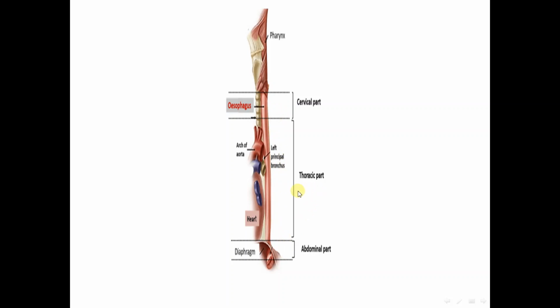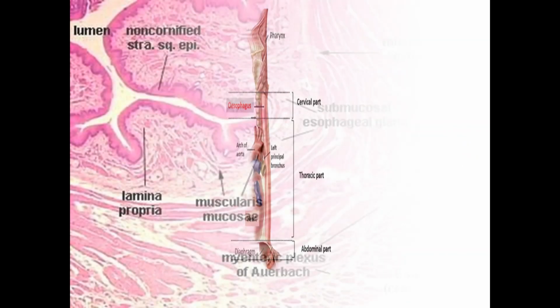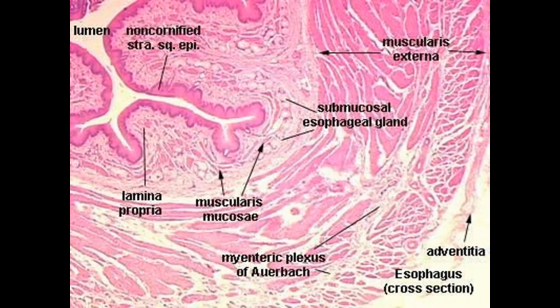For the histology, the wall of the esophagus consists from the four layers: mucosa, submucosa, muscularis externa, serosa, and adventitia. This slide shows the wall of the esophagus: mucosa, submucosa, muscularis externa, serosa, and the adventitia.